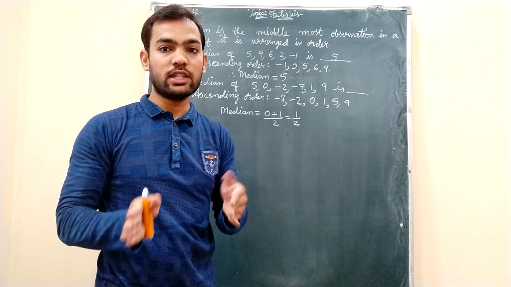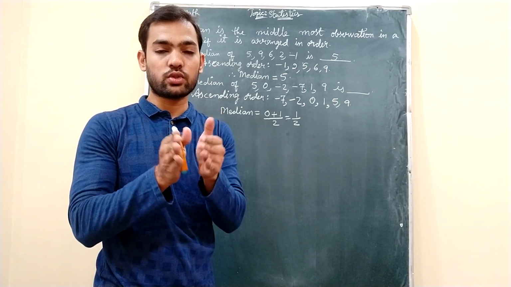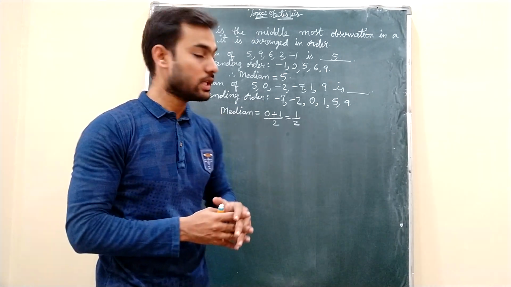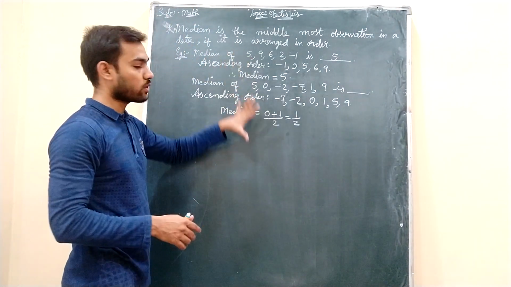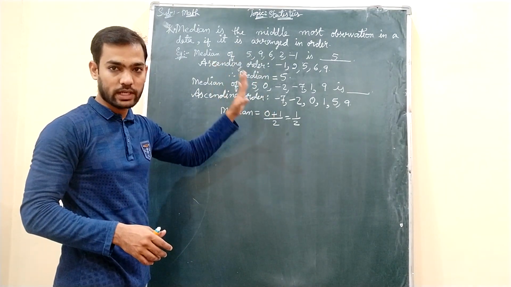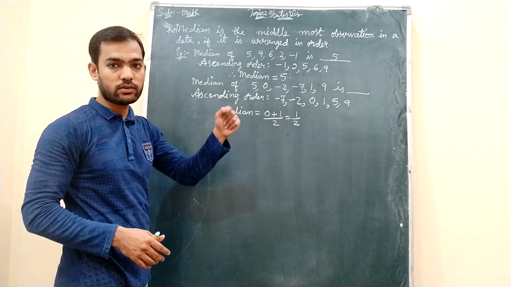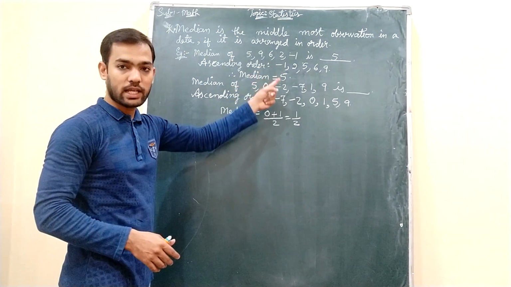If 5 numbers are given, you will get the middlemost value. If 6 numbers are given, you will get 2 middlemost values. So those 2 middlemost values you need to sum and divide by 2. Okay? So this is the median. How to find out when the numbers are given? Firstly, you need to arrange in an order. Then you need to pick up the middle value. Sometimes you may get 1 middle value, sometimes you may get 2. If you get 1 middle value, that is the median.